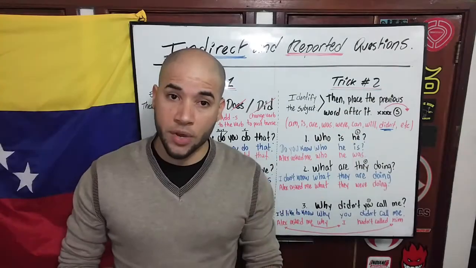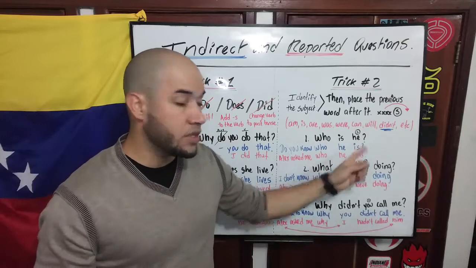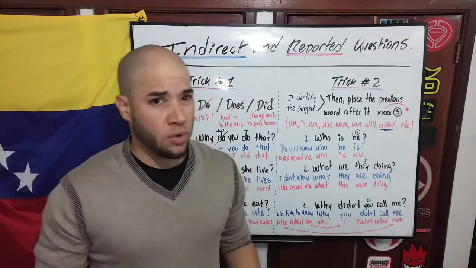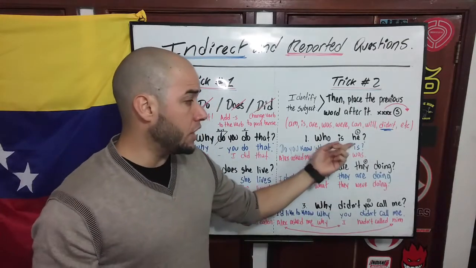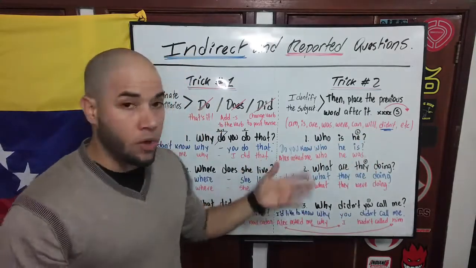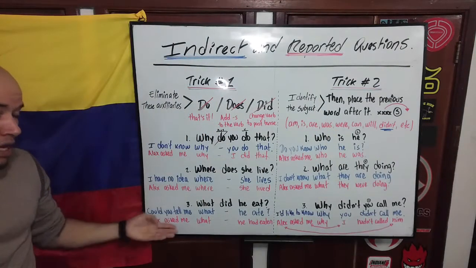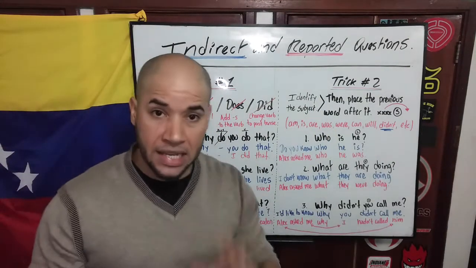The first question we have here is, who is he? As you can see, the subject is he. So what do we do? Well, we take the word that's before he and then we put it after he, and that's it. So we start the question with do you know, or we can start with I don't know, I have no idea, or could you tell me? That is irrelevant.